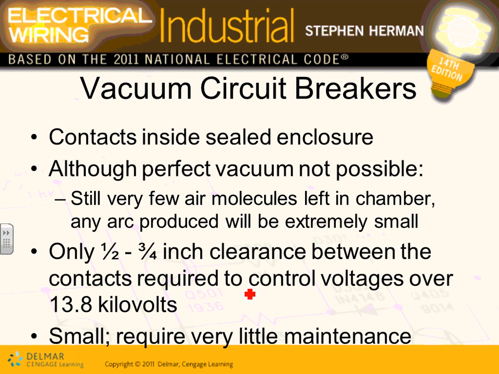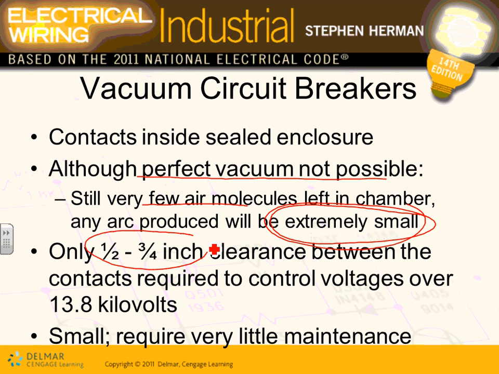So, contacts inside a sealed enclosure. A perfect vacuum is impossible, but you get very close. Still very, very few particles of air. But it minimizes, guys, the arc in the chamber. Any arc produced will be extremely small. So because of the very, very small amount of air in the chamber, you can have the arc very, very small. A half to three-quarters of an inch clearance between the contacts. So it gets you smaller circuit breakers, guys, with smaller contacts.